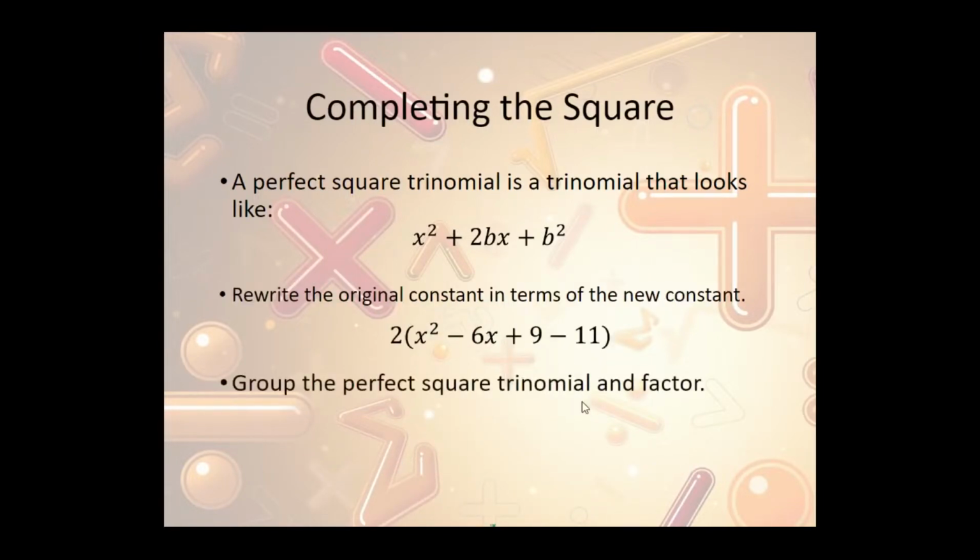Now we rewrite it as a perfect square trinomial. So we get x squared minus 6x plus 9, and that becomes (x minus 3) squared. And then we take this other part and we just need to distribute the 2 back to it. So 2 times negative 11 is negative 22. So we get 2 times (x minus 3) squared minus 22.